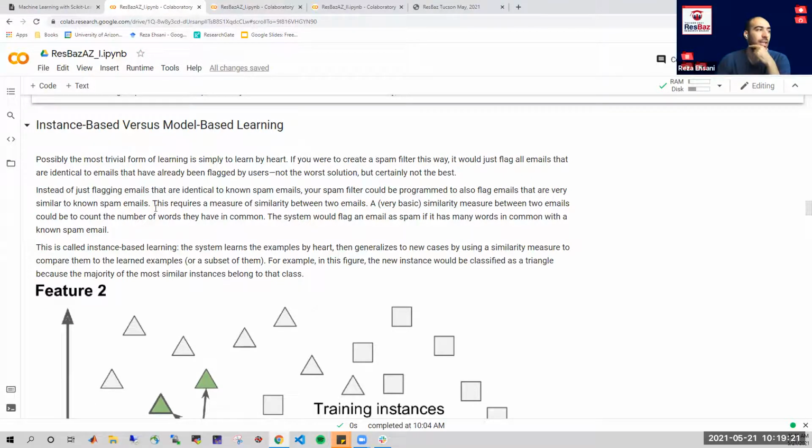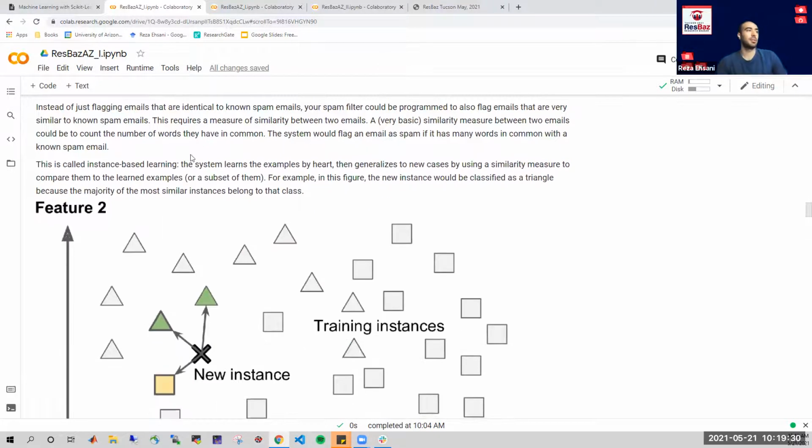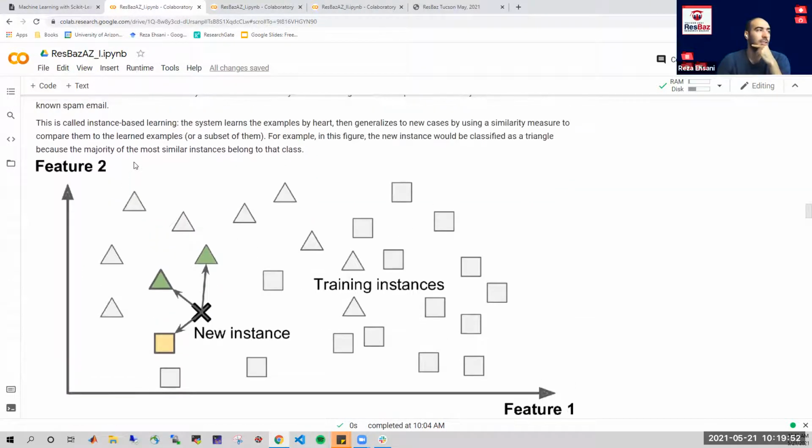Instead, your spam filter could be programmed to flag emails that are very similar to known spam emails. This requires a measure of similarity between two emails. A very basic similarity measure between two emails could be to count the number of words they have in common. The system would flag an email as spam if it has many words in common with a known spam email. This is called instance-based learning.